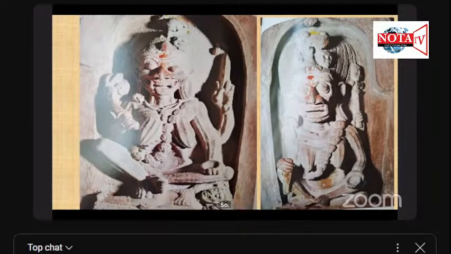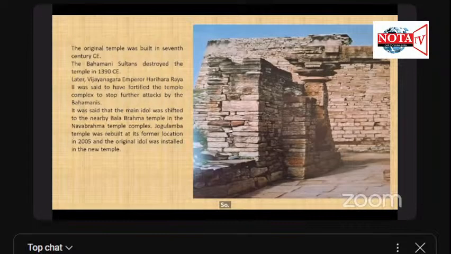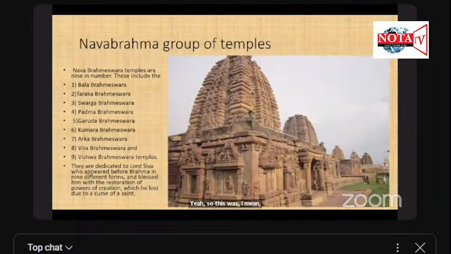Next, apart from the Jogulamba temple, we find another group of temples, that is the Navabrahma group of temples.